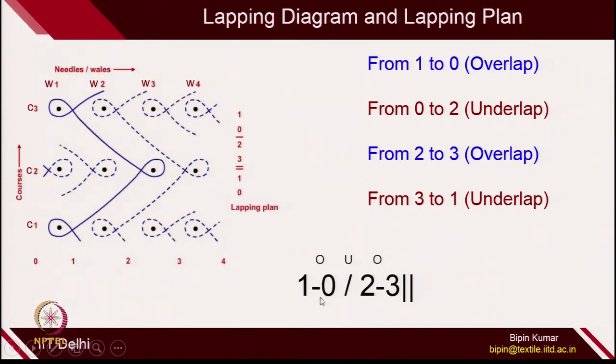So, 1 to 0 is the first overlap, 0 to 2 is the first underlap, then 2 to 3 is the second overlap. Then after 3, obviously we know the same 4 digits will come again. So 3 to 1 will be underlap, and with this the whole design repeats in 2 courses. This is the lapping diagram and lapping plan, which is frequently used in denoting a warp knitted structure, and I am going to give you a lot of practice in this together.